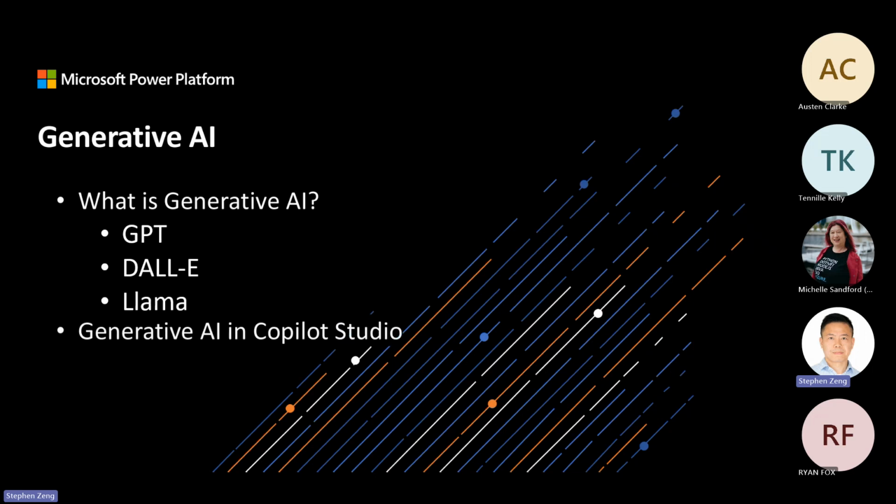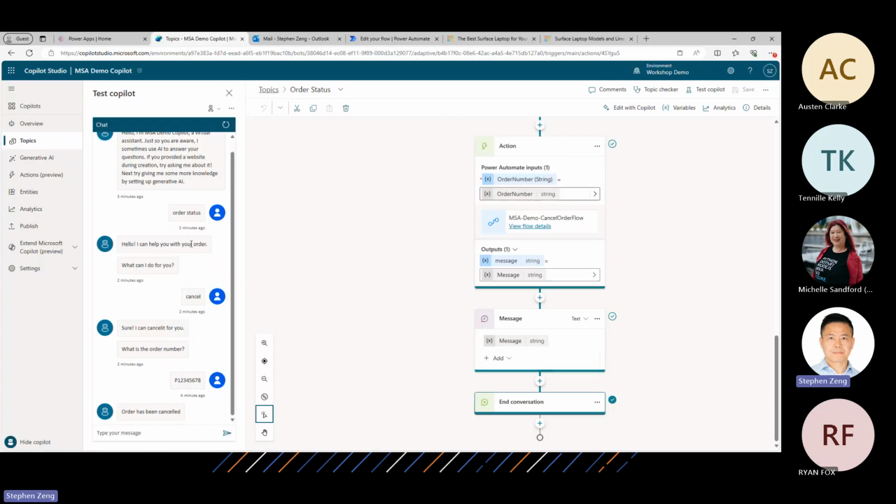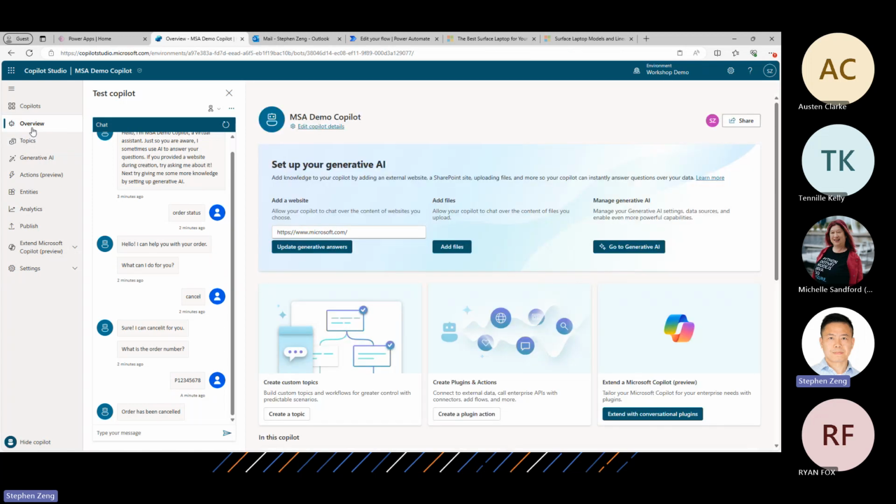And in Copilot Studio, there are a few places for generative AI. So let me quickly show you. First of all, if you remember, when I first created this Copilot, I only provided a website, and it's able to answer any questions about Microsoft, right? So that's the generative AI in the background working for us.